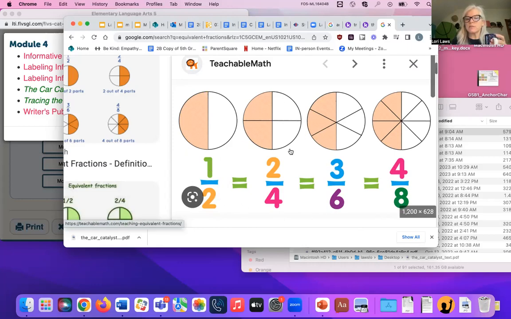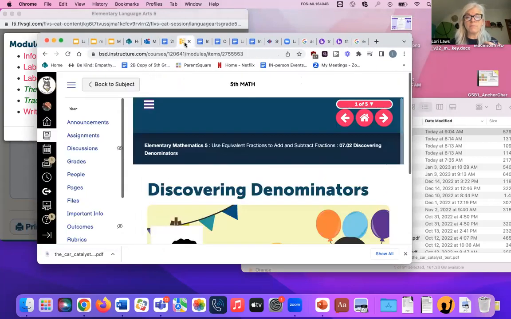1 times 3 equals 3. So to change 1/2 into an equivalent fraction, I just have to make sure that whatever I times the bottom by, I times the top by. And the reason that works is whenever you have a fraction that has the same number on the top and the bottom, it equals 1. We know we can times anything by 1 and it just equals itself. So it doesn't change the value of that problem.